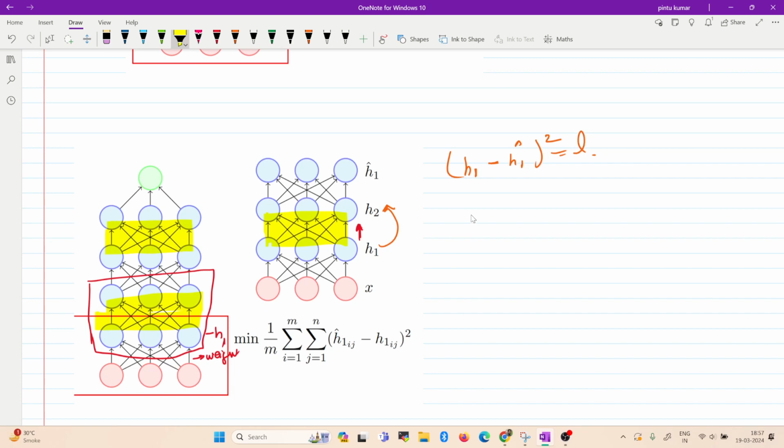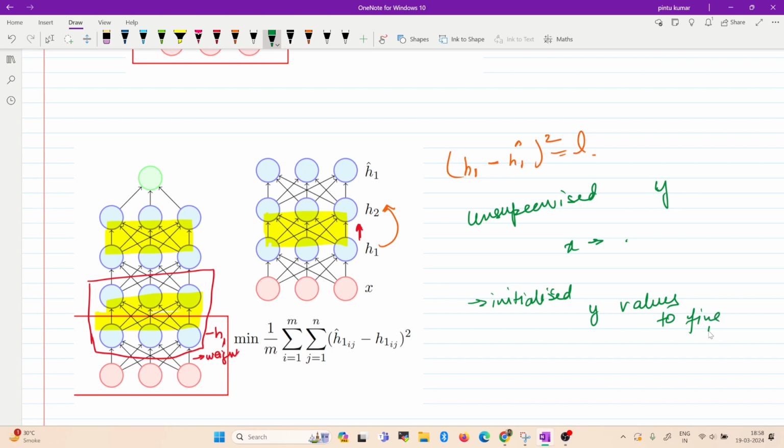After you have initialized your weights, then you can use your data that is available with you. Just remember that till this point, we are calling it unsupervised pre-training. The reason is you haven't used the y values that are available with you. You are just using the x values. Now, after you have initialized, you will use your y values to fine tune your weights.